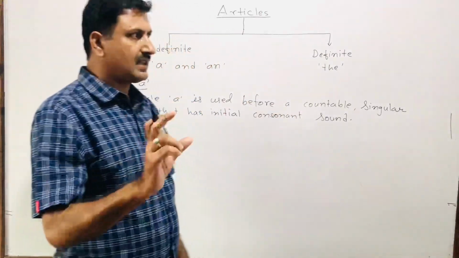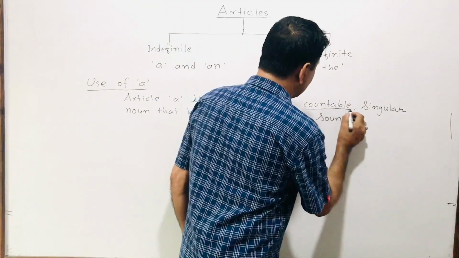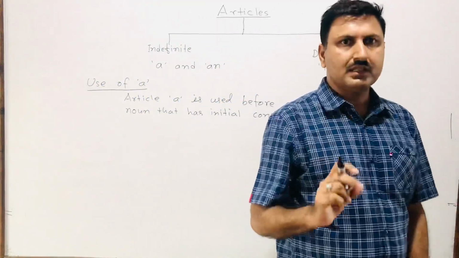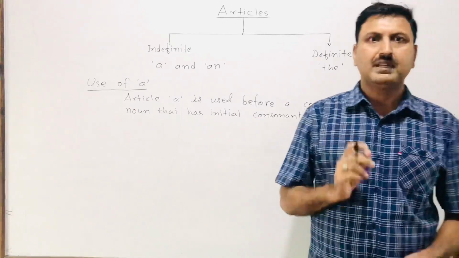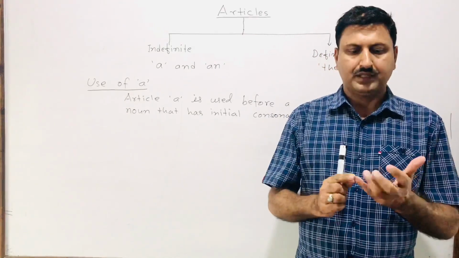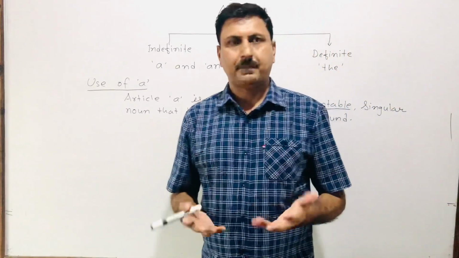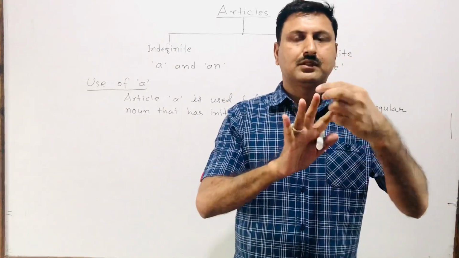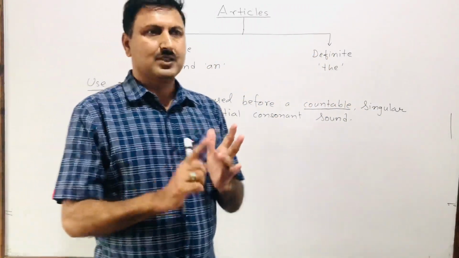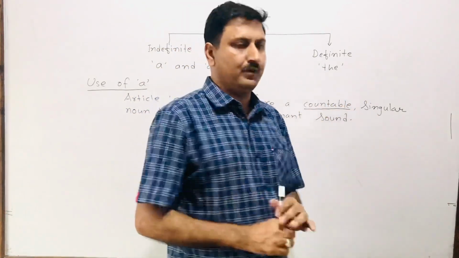Okay, three things are to be considered while using article A. The first thing that we have to consider is the noun must be countable. Countable means something that you should be able to count. For example, book. 1, 2, 3, 4, 5, 6. We can count. Fingers. 1, 2, 3, 4. We can count. Person. 1, 2, 3, 4. We can count. So these are countable nouns.